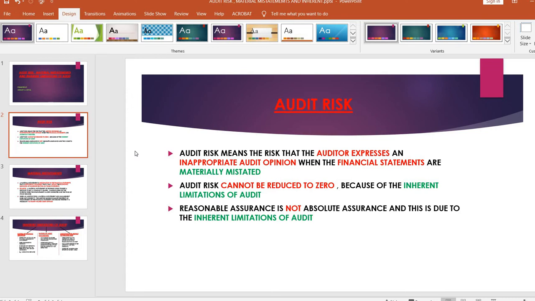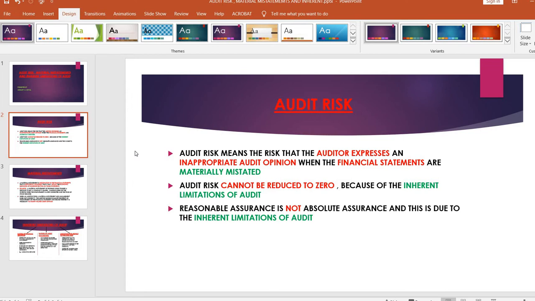But sometimes, as we see in cricket matches, the umpire by mistake gives a wrong opinion. How? If it's out, he will say not out. That's why they introduced DRS, but here there's no DRS in auditing. Okay, so this is what audit risk means.